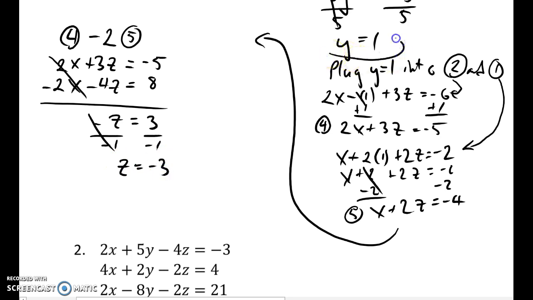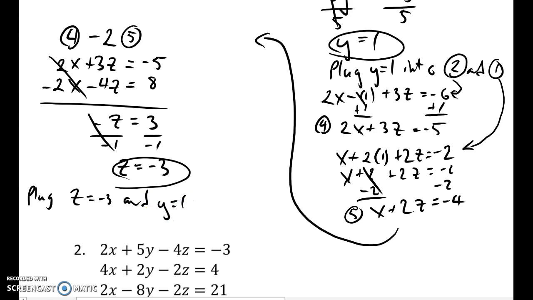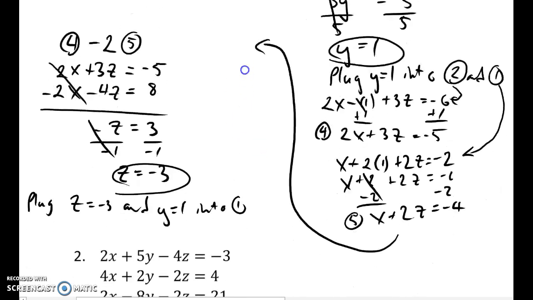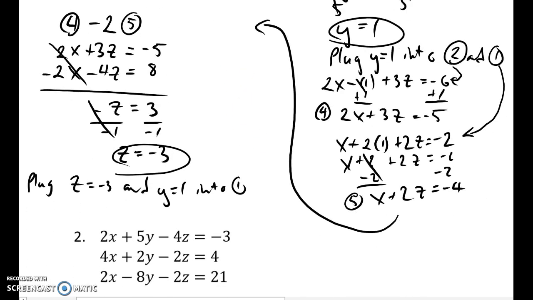Right now I've got y and I have z. If I want to find x, all I have to do is plug in both y equals 1 and z equals negative 3 into any of the 3 original equations. So I'm going to plug z equals negative 3 and y equals 1 into equation 1. Equation 1 was x plus 2 times 1 plus 2 times negative 3 equals negative 2.